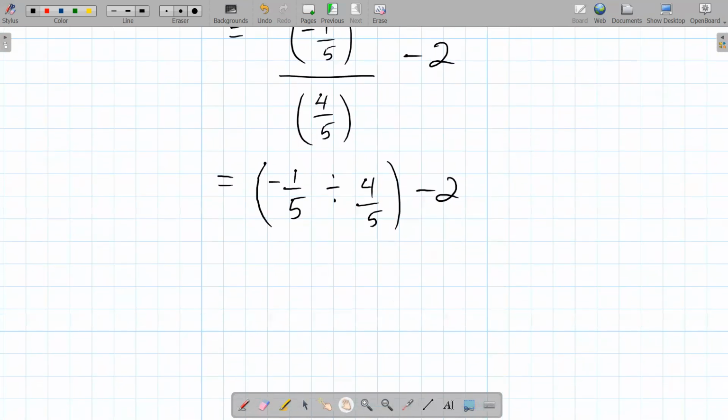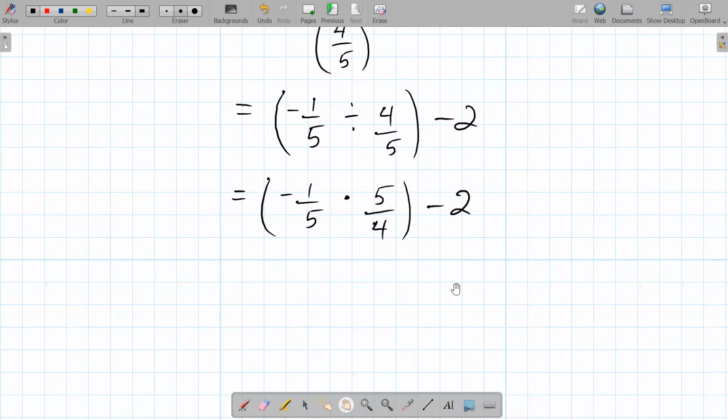What that means is that we are changing the division sign to multiplication and flipping this over. So 5/4 minus 2. And then we check to see if there are similar items that can cross out. This here and that here cross out. So you'll be left with -1/4. And then you're going to subtract 2.